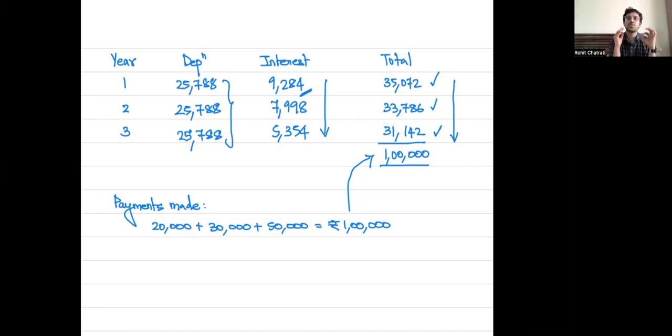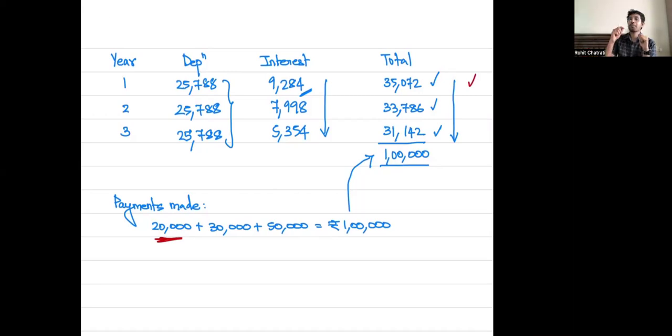All right, always what you need to ensure is that the total payments made should actually be equal to the sum total of depreciation plus interest. The total payments that are being made by the lessee to the lessor should actually be equal to the depreciation plus interest that is being recognized across all the 3 years. Remember, it won't match on a year-on-year basis. For example, in the first year, you're making a payment of 20,000, but you're recognizing an expense of 35,000.